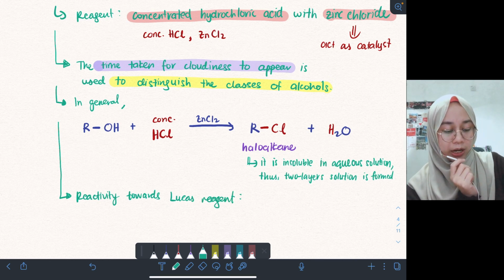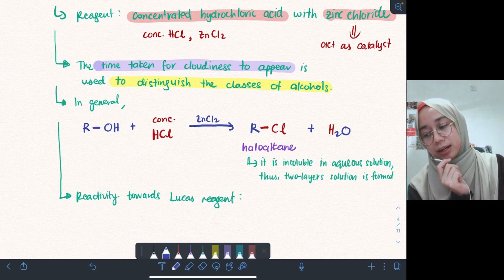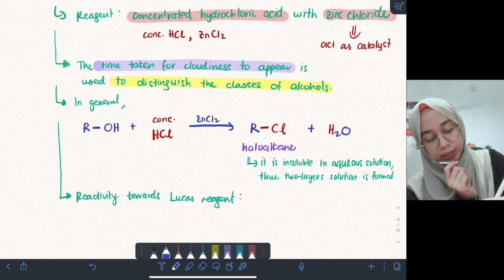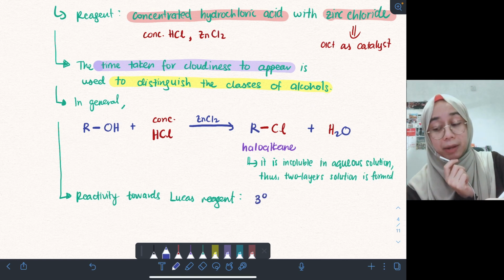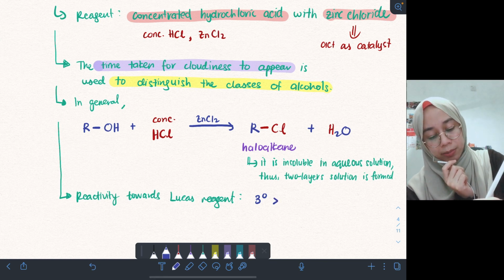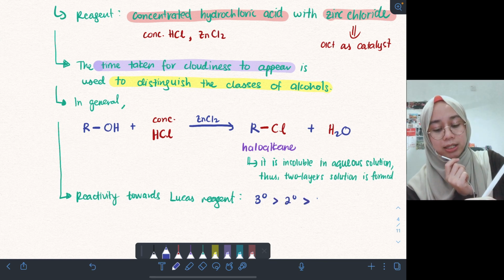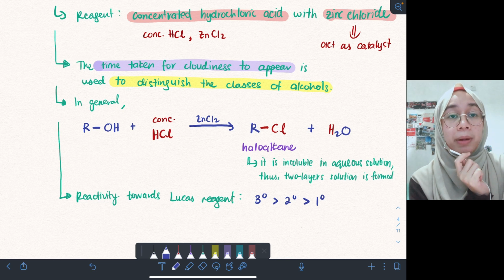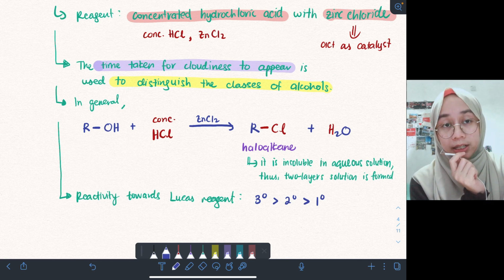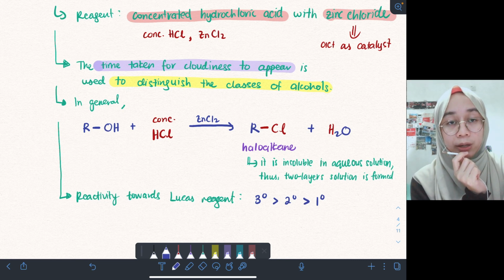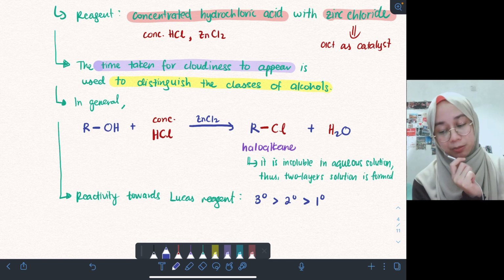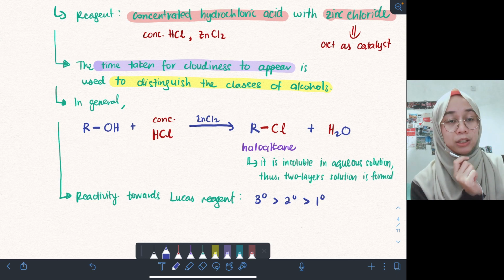Okay, so yang paling cepat adalah tertiary alcohol. Itu adalah yang paling laju, and then followed by secondary alcohol, and lastly primary alcohol adalah yang paling slow nak react dengan Lucas reagent. Bermaksud tak senang untuk dia berubah menghasilkan haloalkane tu nanti. Tertiary alcohol yang akan paling cepat berubah. Jadi now kita terus tengok kepada contoh sekali dengan observation dia.